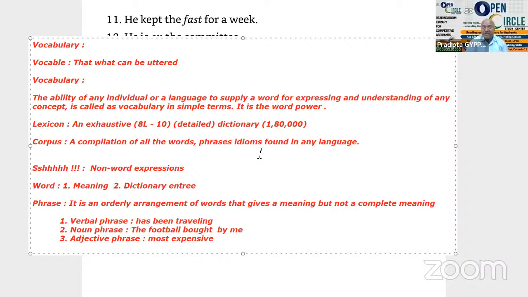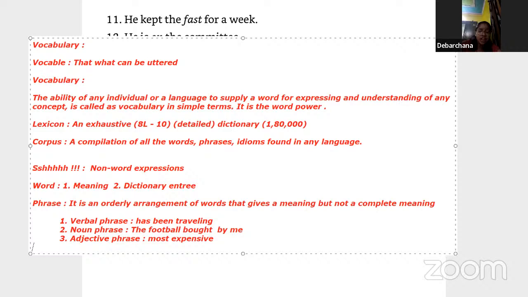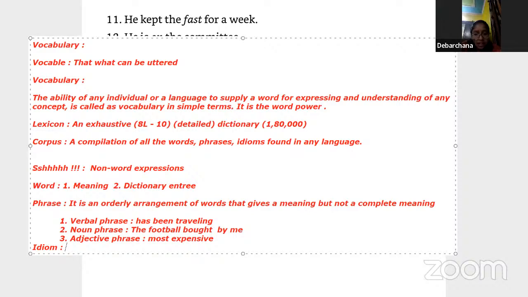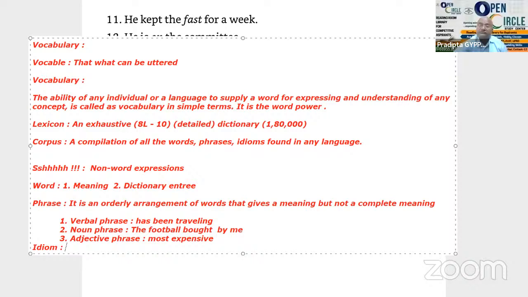And what do you mean by idioms? Sir, an idiom is a group of words, a phrase that has a meaning different from the literal meaning of the words. Yeah, but we should understand that it is a figurative speech.